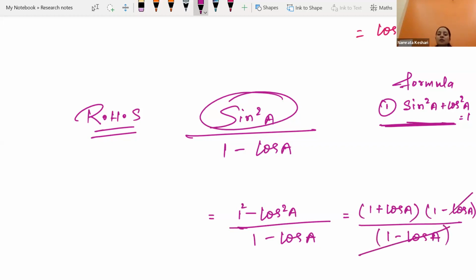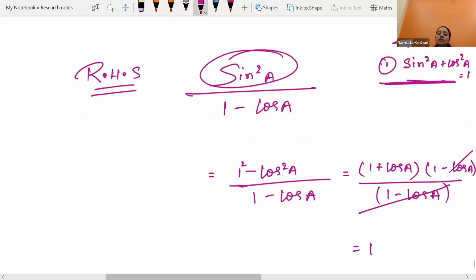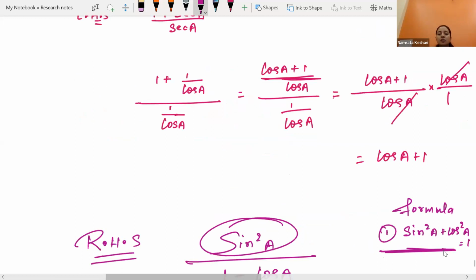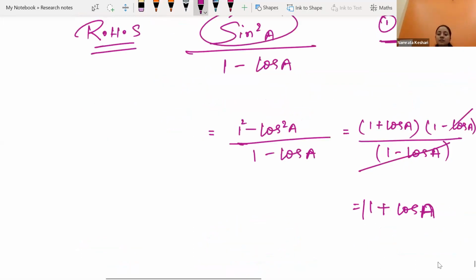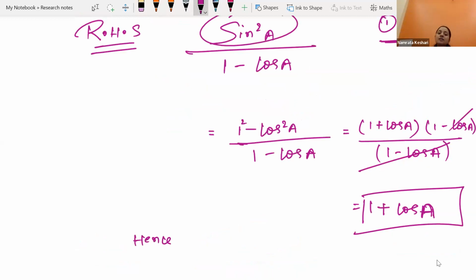1 plus cos A we got, and that's what we have generated from the left hand side also. So even if after solving the left hand side we have not got the right hand side, we solved left hand side and right hand side separately, and by doing both we are getting the same result. Can you see? Hence we can say that left hand side is equals to right hand side. We have done the proof. Sometimes this way we will be doing the proof.